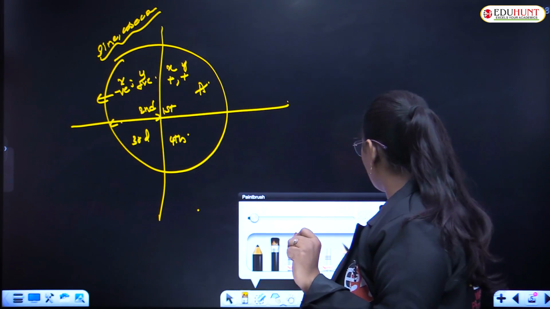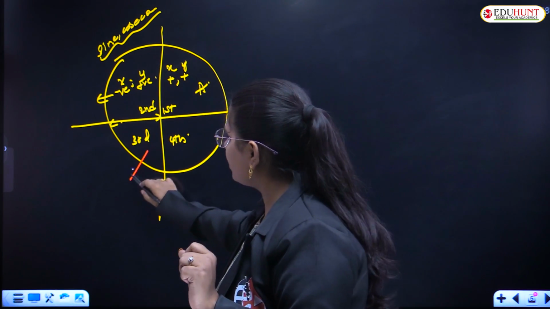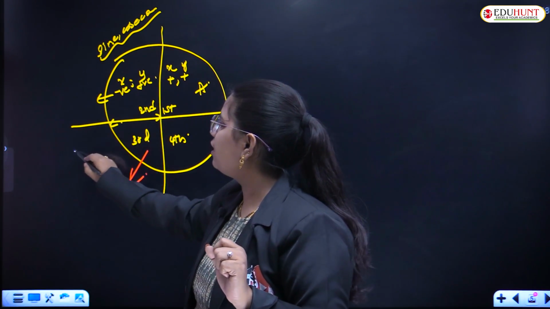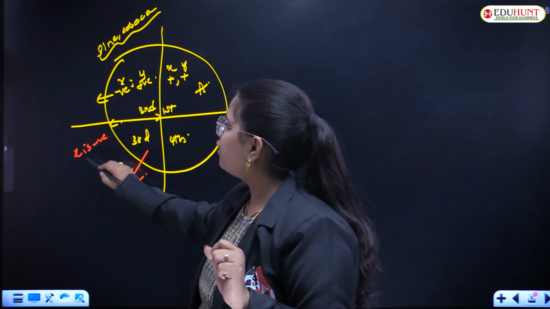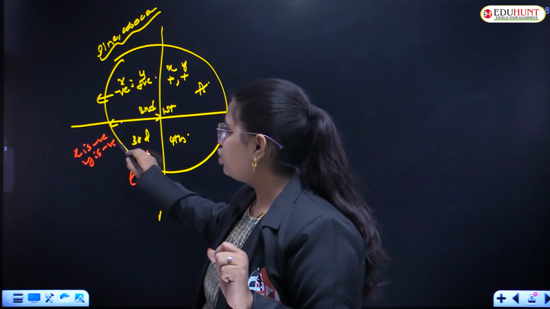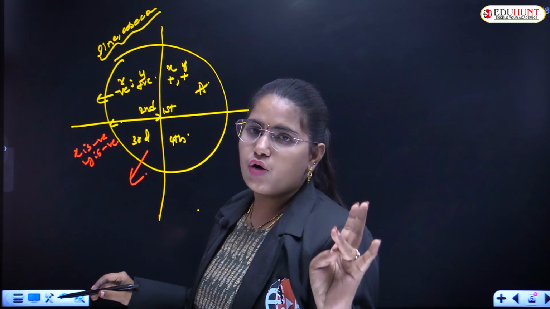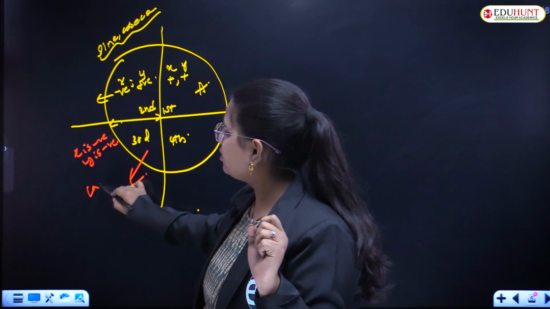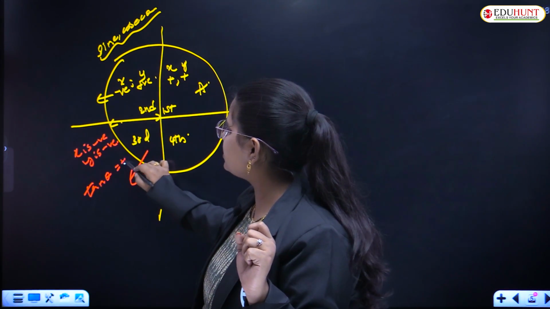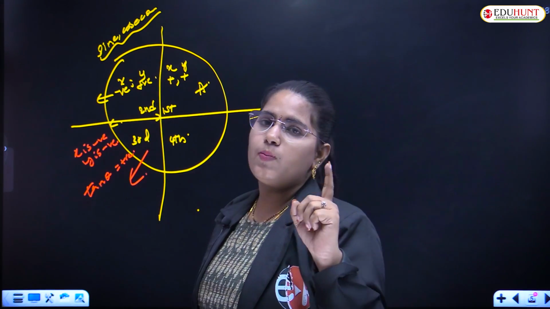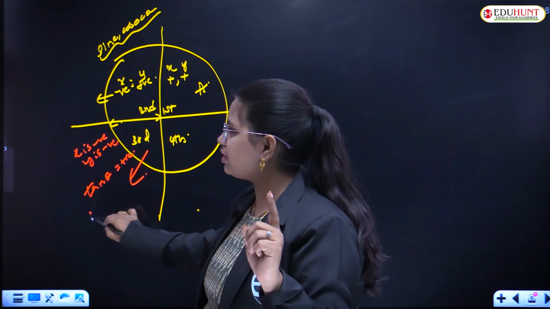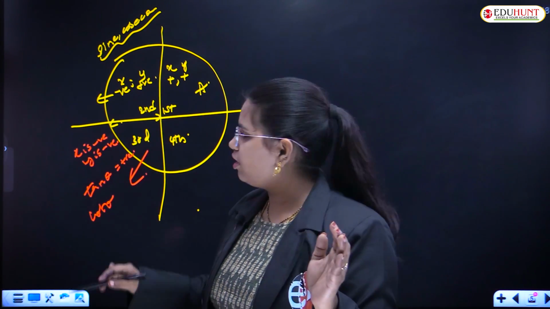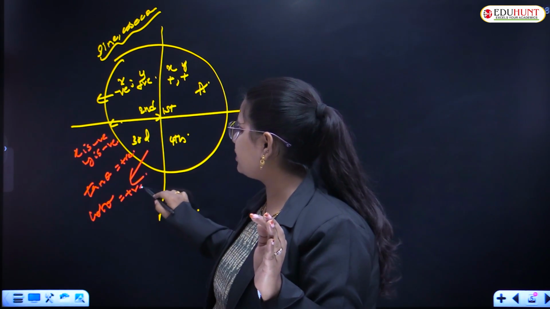And what will be the next one? The next one is the third quadrant. In the third quadrant, x is negative, y is also negative. So sine and cos take negative values, but tan theta takes a positive value, and the reciprocal function of tan is cot. Cot is also taking a positive value.